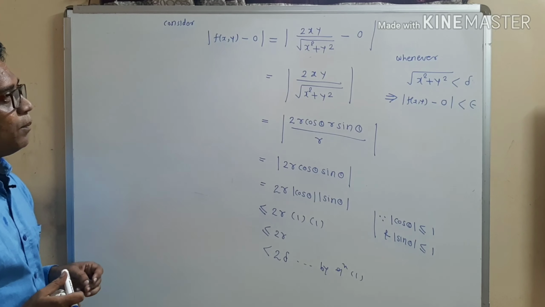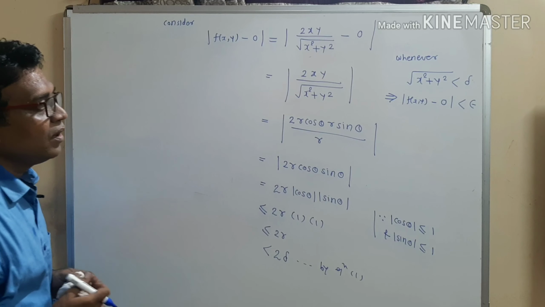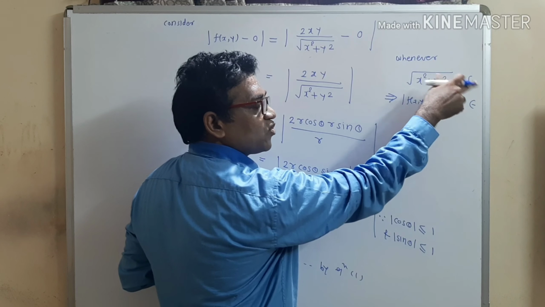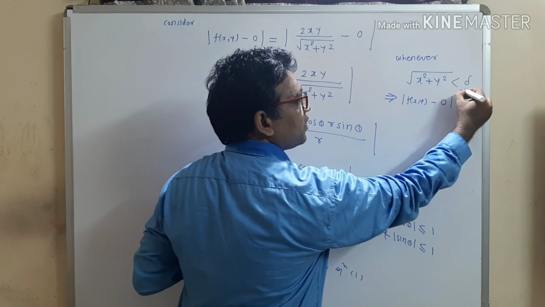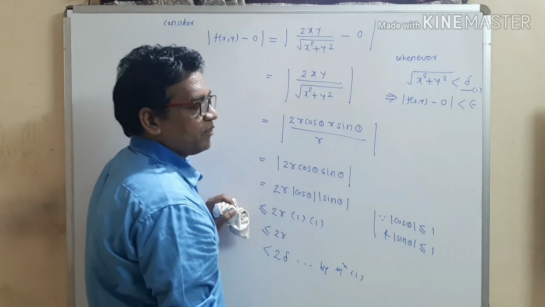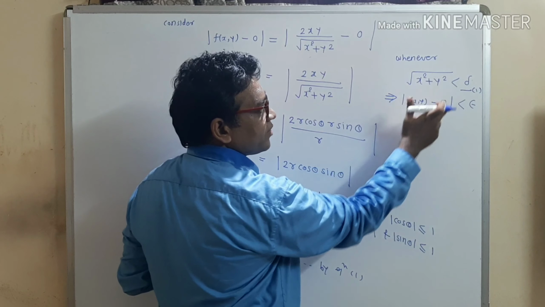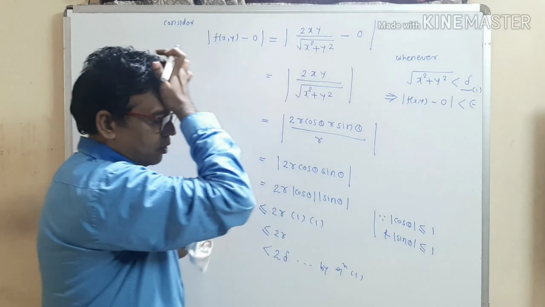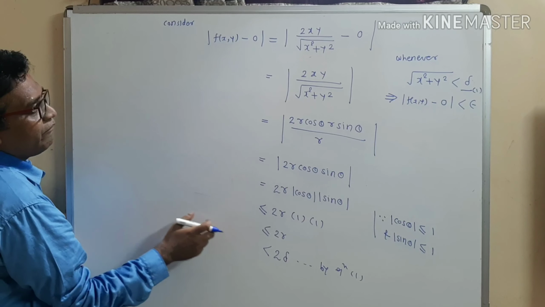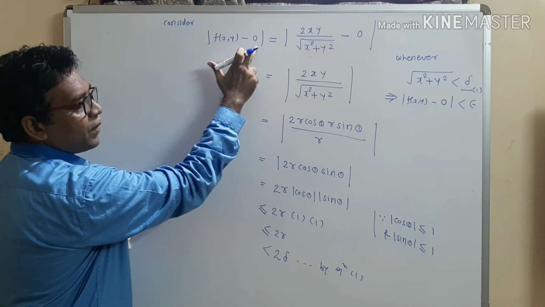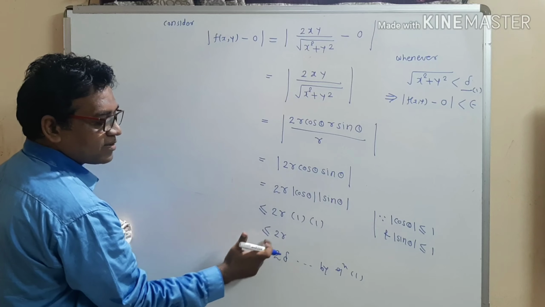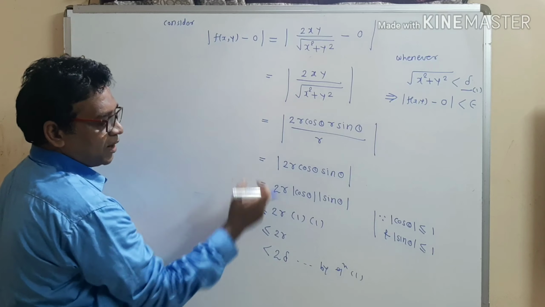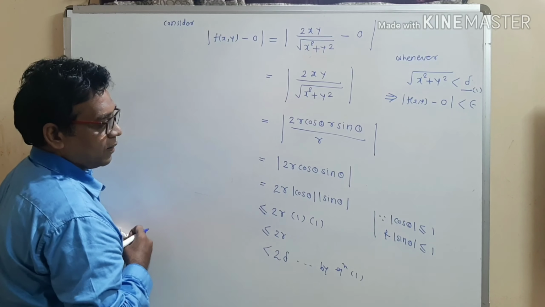So see, up till now what we have done. This is the definition. Whenever under root x square plus y square less than delta, that is our known equation, it is equation number 1. And using this equation, we want to show that modulus of f(x,y) minus 0 less than epsilon. And what we have shown? We have shown that mod f(x,y) minus 0 is less than 2 delta. We required less than epsilon, and we have shown that this is less than 2 delta.